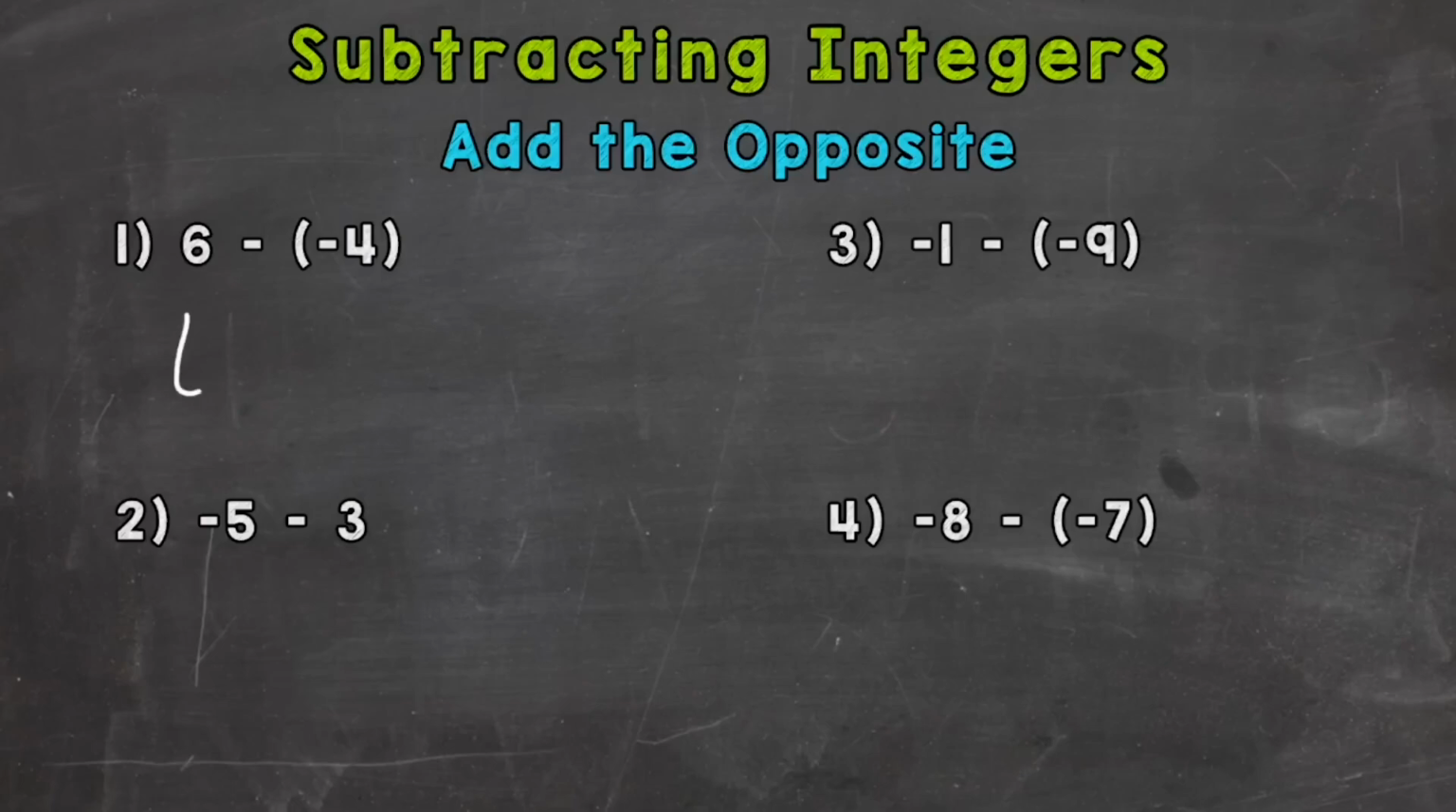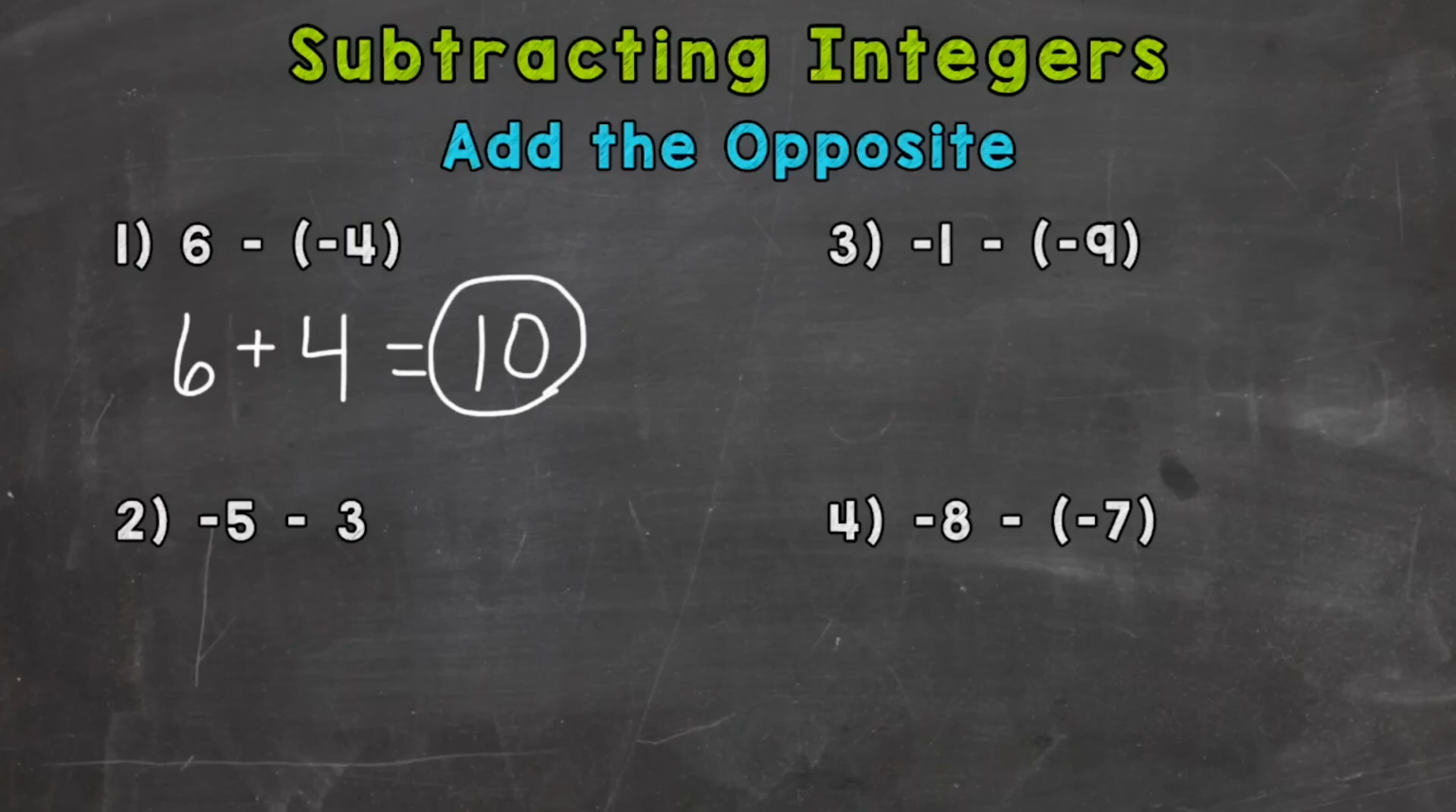So let's come to number 1, where we have 6 minus negative 4. So let's add the opposite. Start with positive 6 and we add the opposite of minus 4, which is positive 4. So 6 plus 4 equals 10.